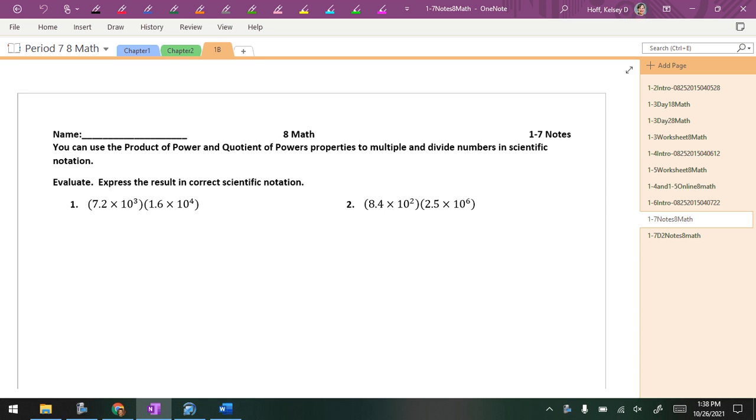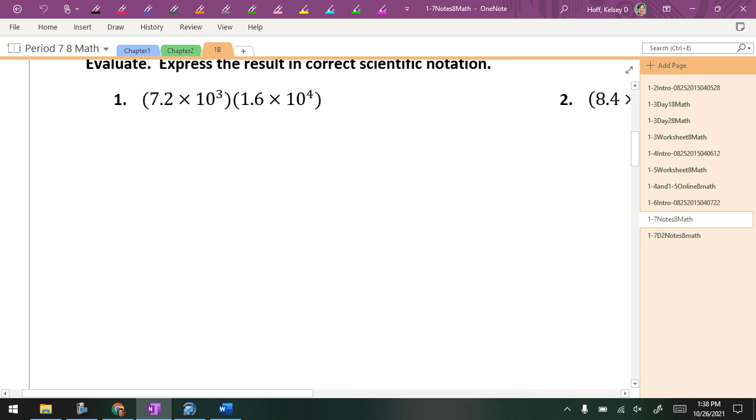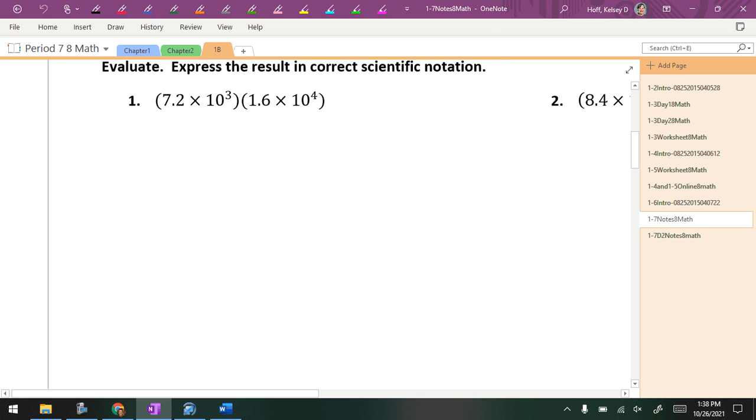So we're going to use the product of powers, multiplying with exponents, and quotient of powers, dividing with exponents, to multiply and divide numbers in scientific notation. So it says to evaluate, and our answer has to be in scientific notation. Everything has to be done in scientific notation.